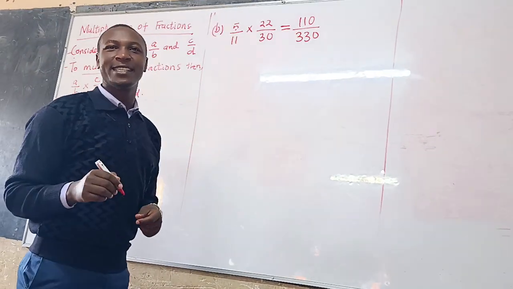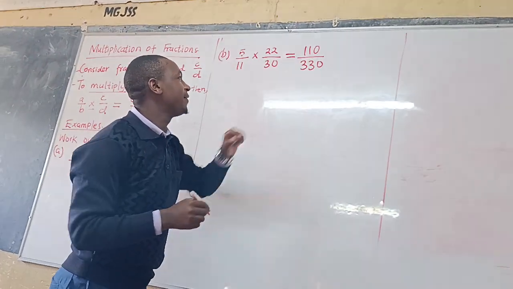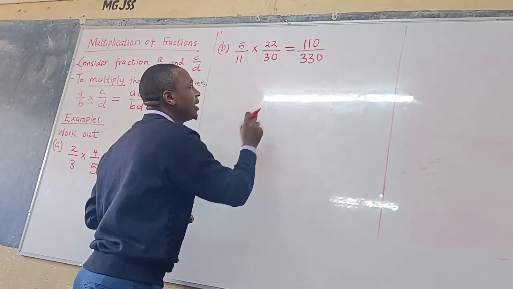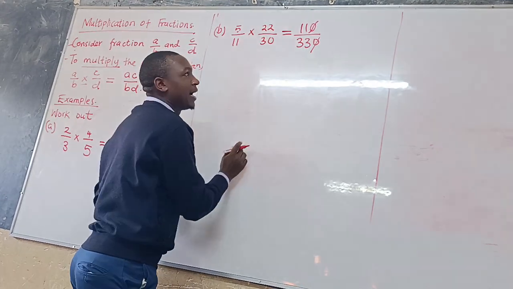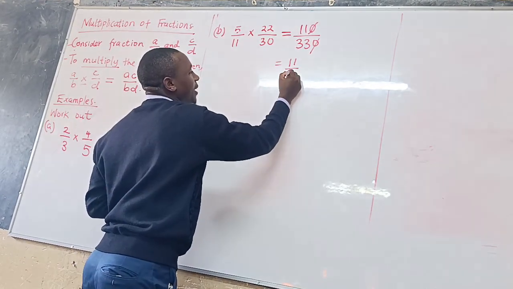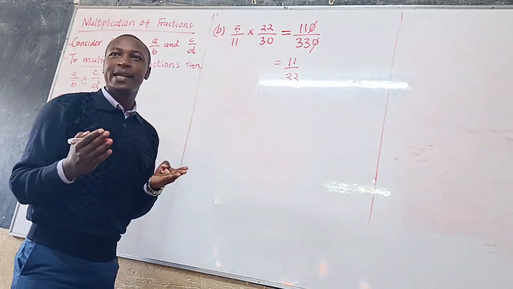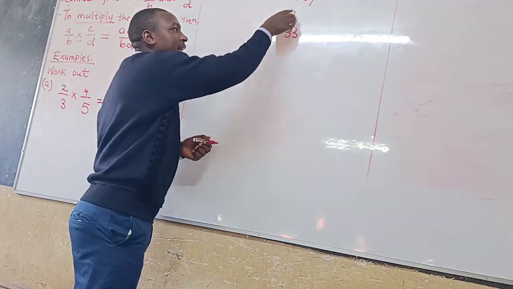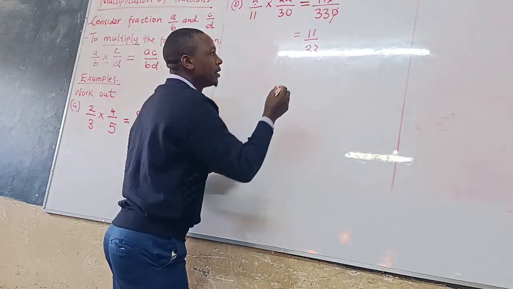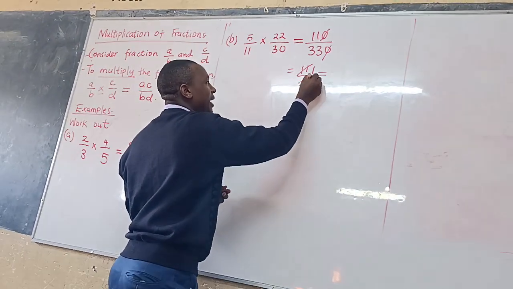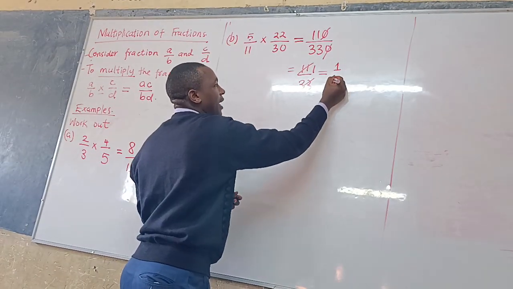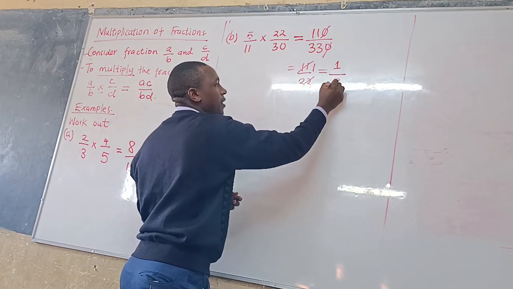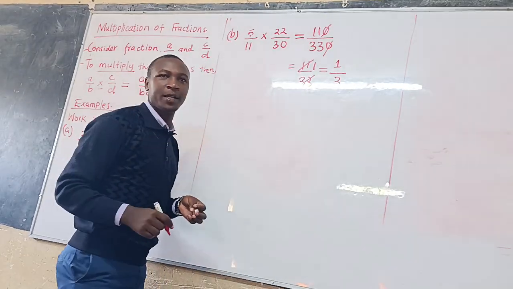But we don't leave the answer at that. We have to simplify the answer. First of all, we are allowed to cancel the 0 and the 0. Then we remain with 11 out of 33. Remember, we can still simplify this because 11 can go into 33. By 11, 1. By 11, 33 goes 3 times. The final answer is 1 over 3.